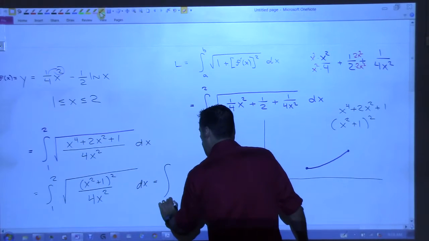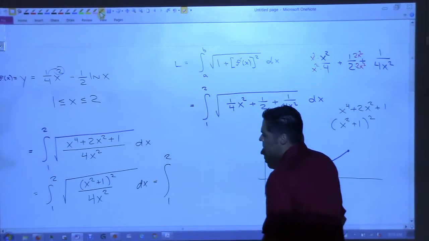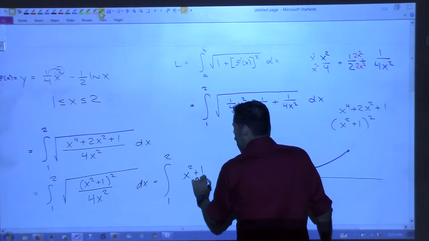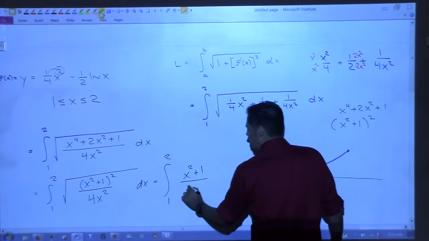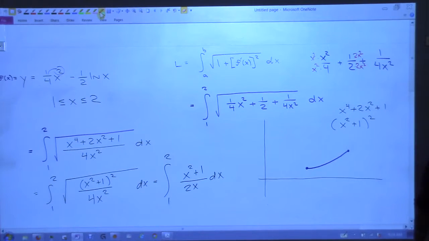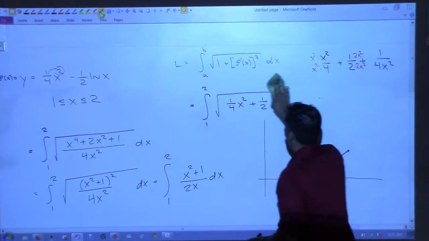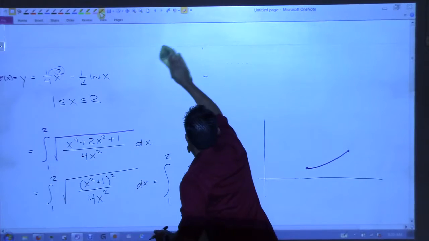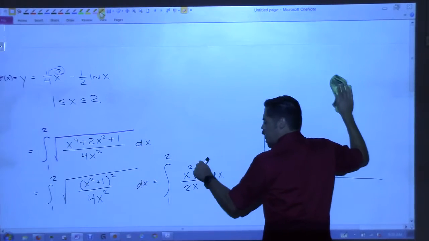The integral from 1 to 2, dx. So the root of the top is just what? x squared plus 1. And then the root of the bottom is 2x, dx. And then how would we do that? Split that up into two separate terms, right? Because we have two terms on top and one on the bottom.